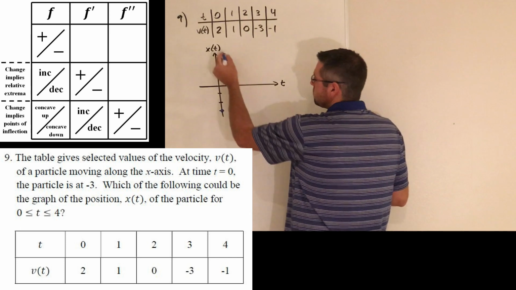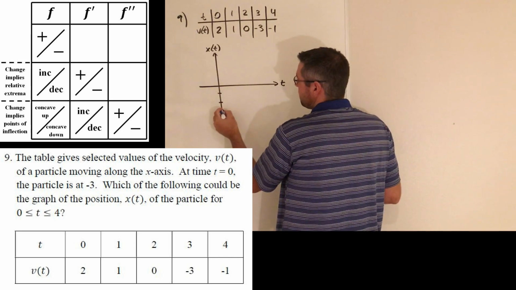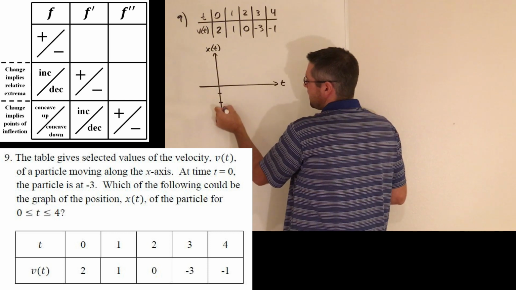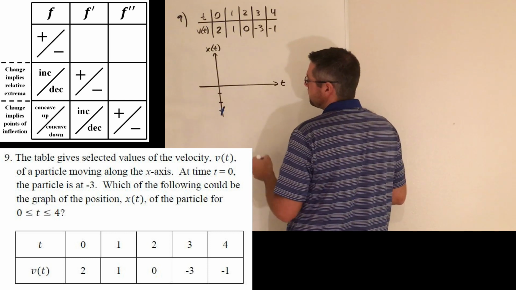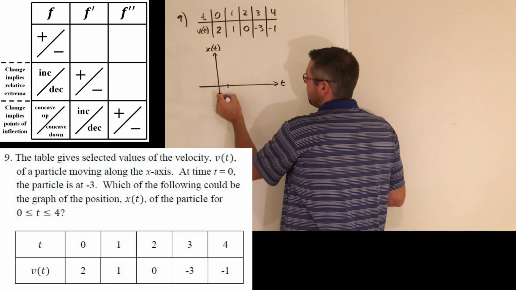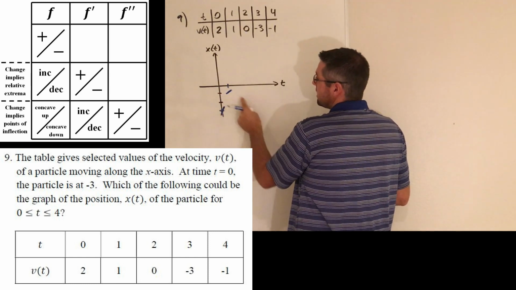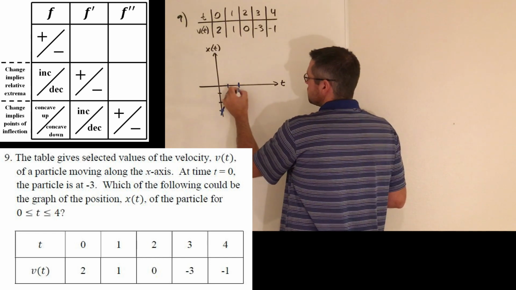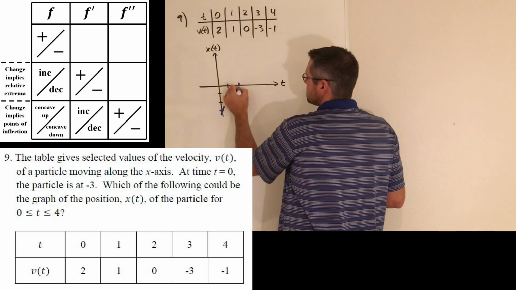So when t equals 0, we're at a position of negative 3, and we have a slope of 2. So maybe it's something like this, a slope of 2. Then when t equals 1, we have a slope of 1. So maybe we have a slope of 1. It's a little bit less than at 0. And then at 2, maybe we have a slope of 0. So maybe it's going to look something like this, right?